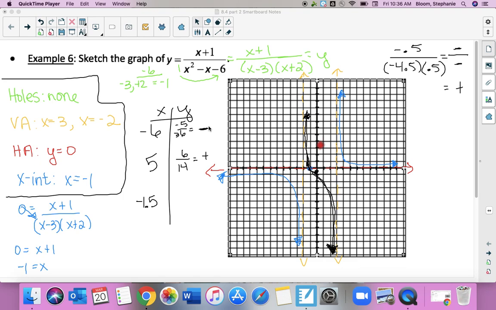And so this is usually the part that people struggle with. So you're going to have to use your T-chart to figure out which way your curve is going to go. But again, you're still always going to approach your asymptotes. Let me know if you have questions.